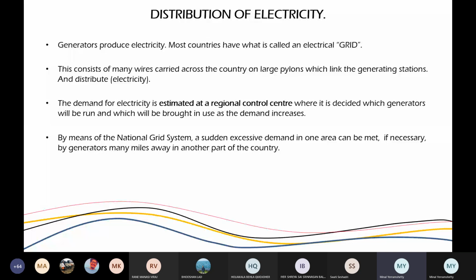The generation of power is at 3.3 kV. Just see the difference, guys. When I say 3.3, it is small, isn't it? kV is kilovolt, and then the voltage is stepped up to 11 kilovolt. What did I say? You have to travel a long distance.